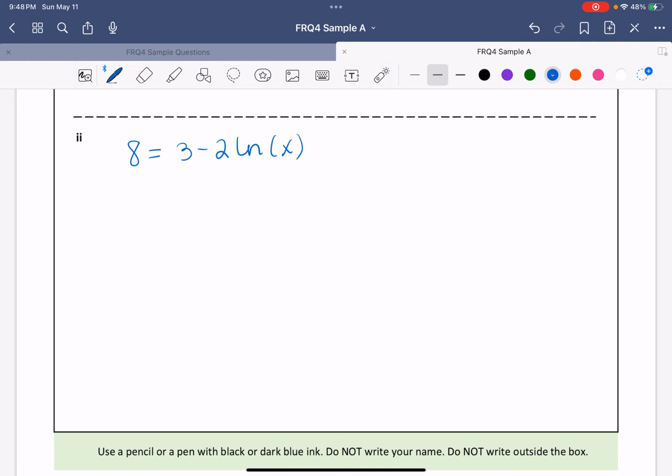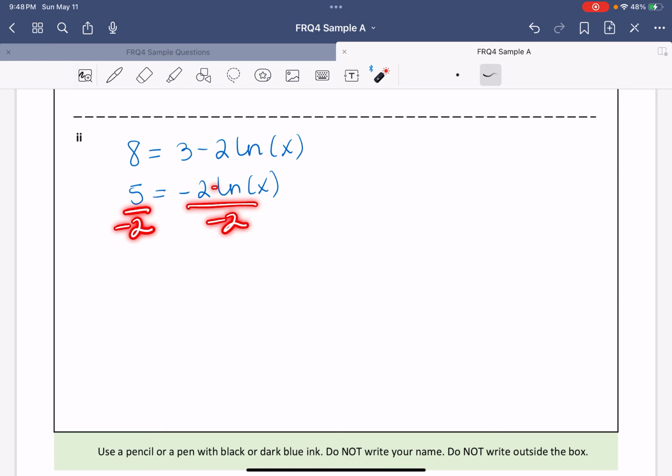Okay, so same thing. If we're solving, we need x to be by itself. So the first thing I would move is that 3, and the way we move it is by subtracting. 8 minus 3 gives me 5. So now I have 5 equals negative 2 natural log of x. Now negative 2 is a coefficient in front of that logarithm, so I am going to divide by negative 2 on both sides. And that'll get me negative 5/2.